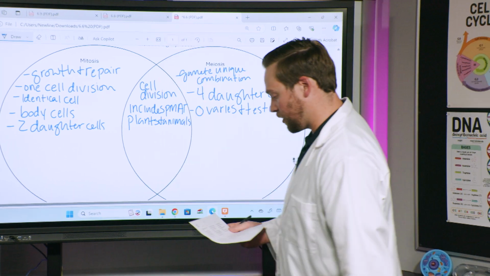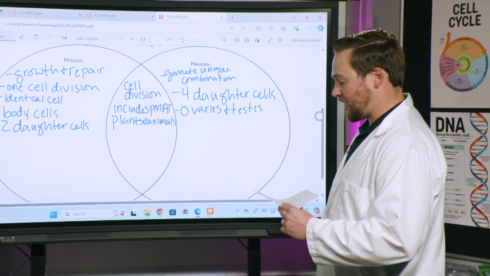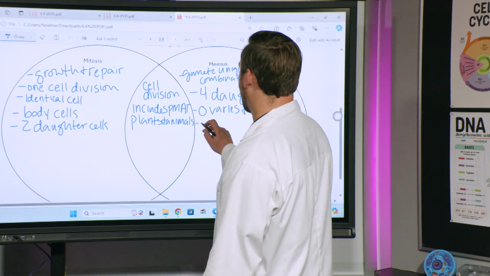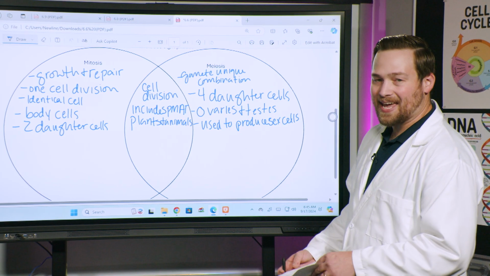All righty, y'all are doing great. We're about halfway through this thing, so let's keep it going. The next one says used to produce sex cells. That's going to be meiosis. Sex cells.